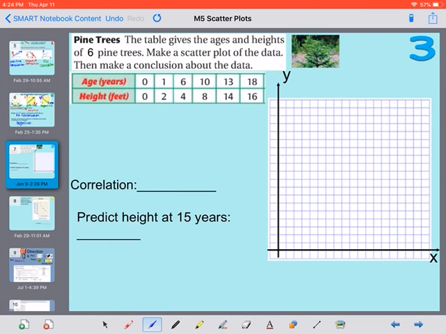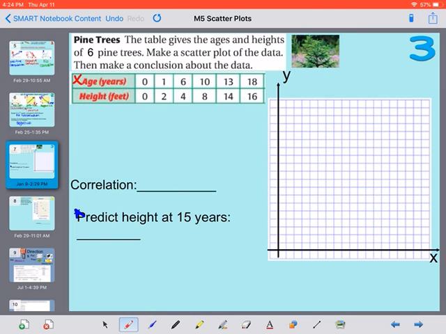Flip over to the back side. We're going to make a scatter plot ourselves. It says the table gives the ages and heights of 6 pine trees. Make a scatter plot of the data. Then make a conclusion about the data. And here our prediction is going to be our conclusion. So age in years and then height in feet.